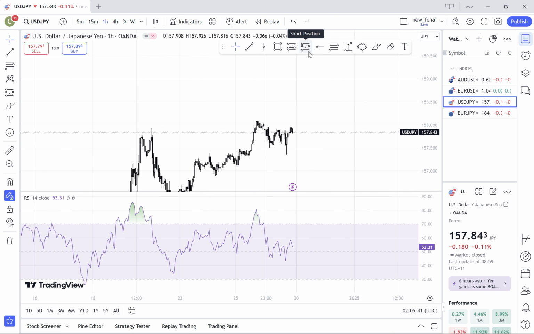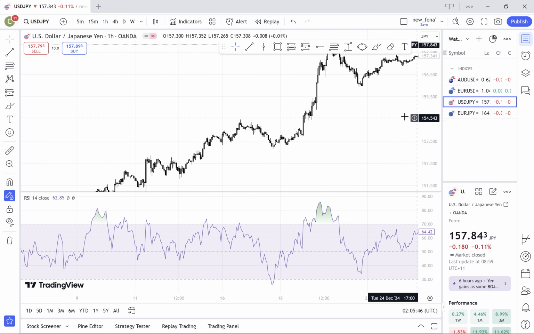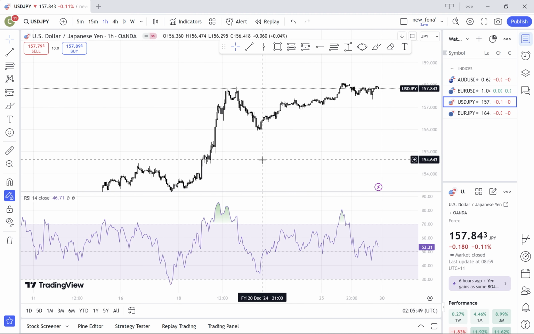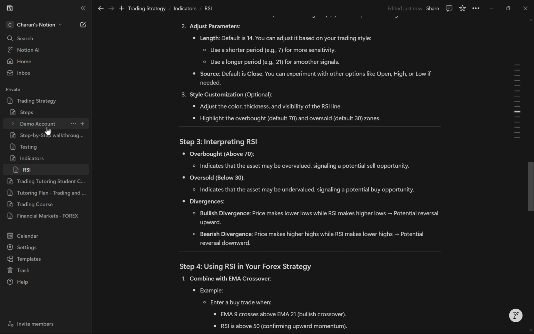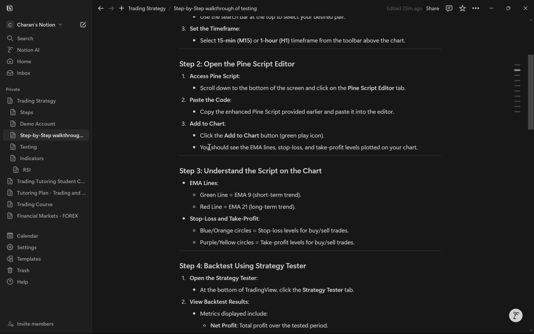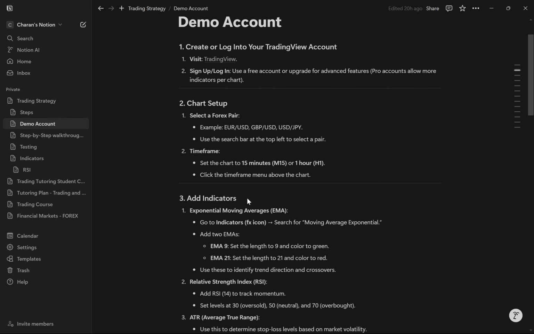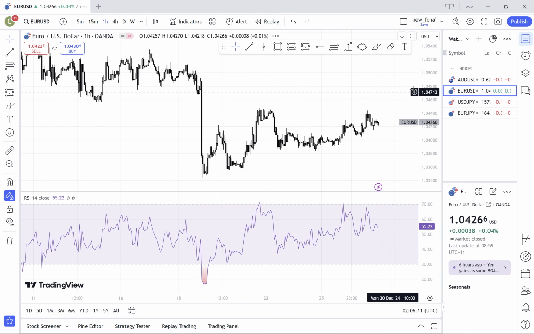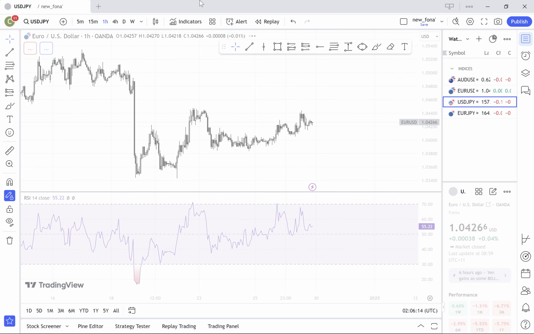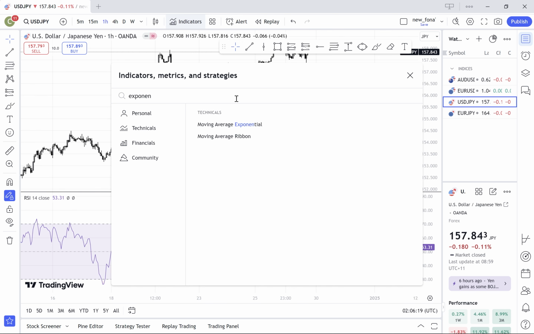Well, what I think is that my stop loss placement also should be improved by an absolute lot. So what I'm going to do is look at our notes here with our step-by-step walkthrough. Actually, I think it should be in this. So we know the exponential moving average, the EMA. So let's actually add that. Let's go to indicators and add the exponential moving average.